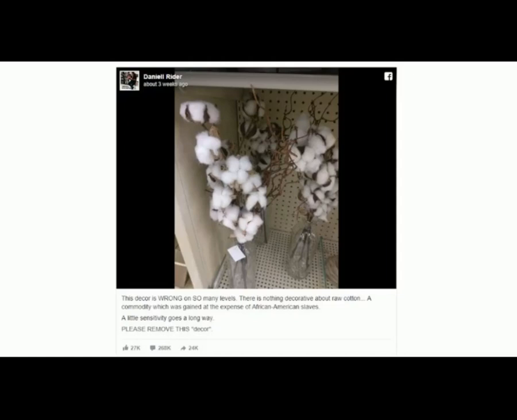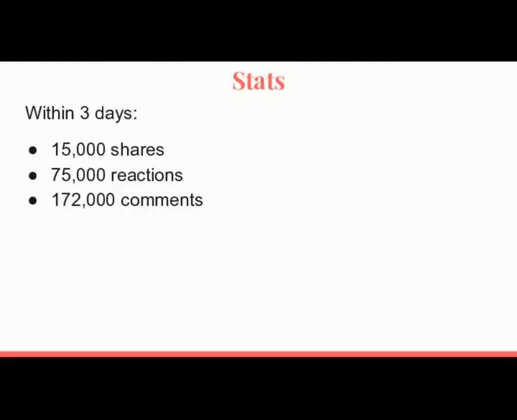So this was something that went viral a couple of years ago. This girl was walking through Hobby Lobby, and she saw this cotton that was decor. It was in the decor area where all the floral stuff was. And she posted this on Hobby Lobby's Facebook page and basically said, why would you ever have this as decor? This is having people use this as decor at the expense of African American slaves and different things like that. Within only 3 days, there were 15,000 people who shared it, 75,000 people who reacted to it, which is like a Facebook thing, and 172,000 comments in only 3 days. And this massively went viral.